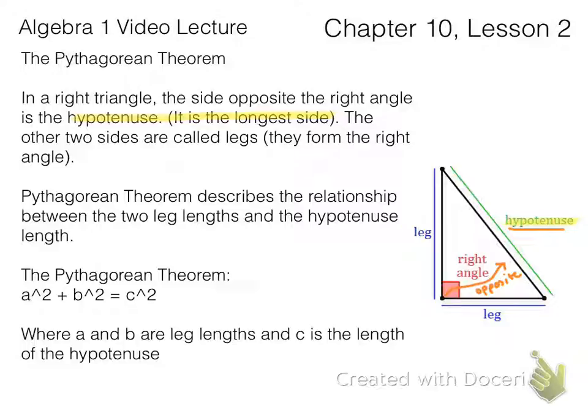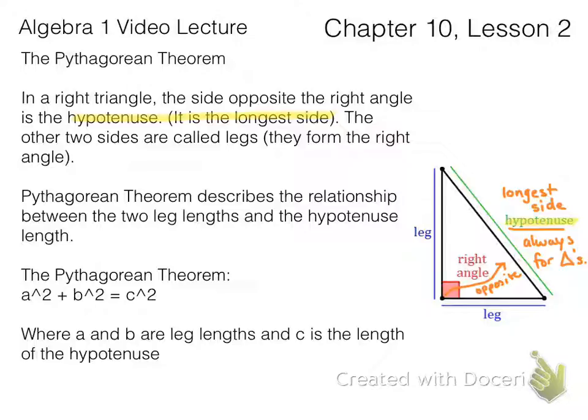It is always the longest side of any triangle, especially right triangles, because you don't necessarily have a hypotenuse without a right angle. So whenever you have a right angle, you also have a hypotenuse. The other sides are called legs, and they form the right angle. So if that's a leg, you get a right angle. All right? All right, the Pythagorean theorem describes the relationship between the two leg lengths and the hypotenuse length.